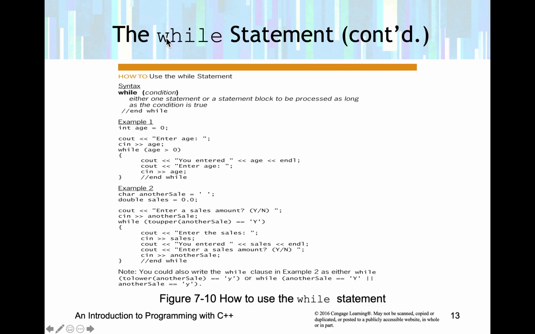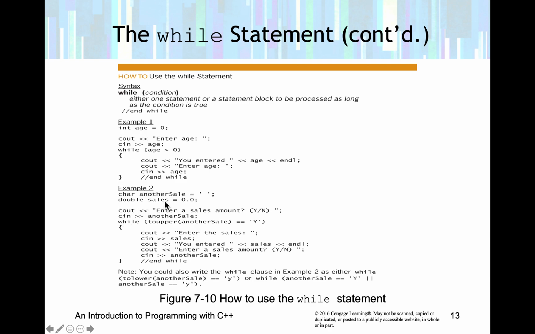Here's some other examples of while statements. In this particular case, we're just asking for an age, and if the age is greater than 0, we display it. If not, if the age is not greater than 0, then we exit.